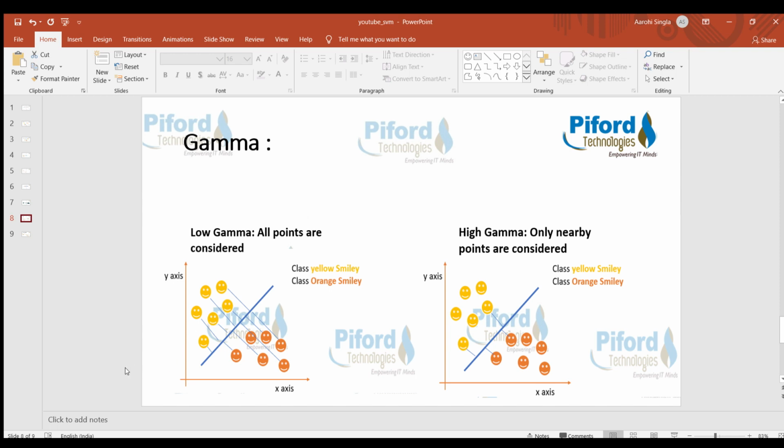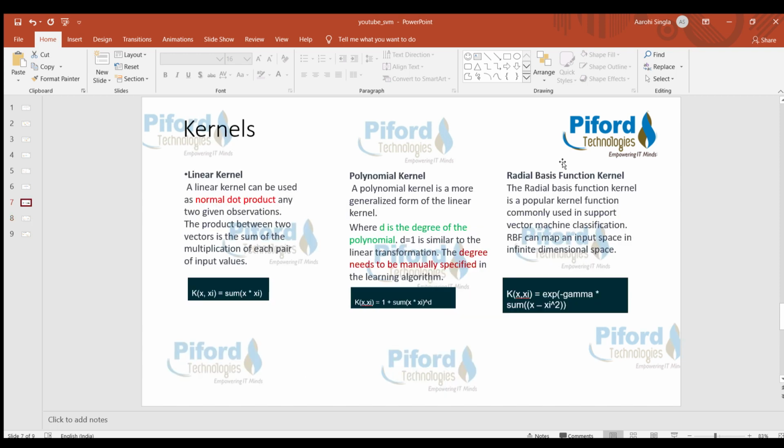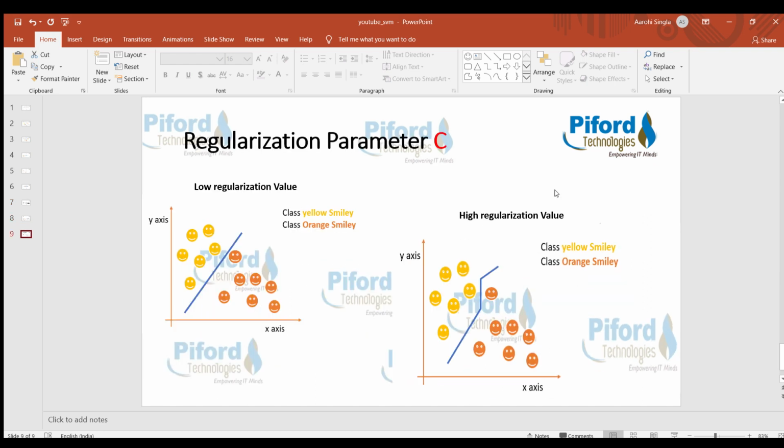It totally depends upon you how you want to work with your algorithm. If you want to calculate the margin from all the data points, then use a low value of gamma. And if you only want to consider the nearest points, then choose a high value of gamma while working with the radial basis kernel, right? And there is one more term, which is called the C term. This is also called a penalty term. And what is C? This is a regularization parameter.